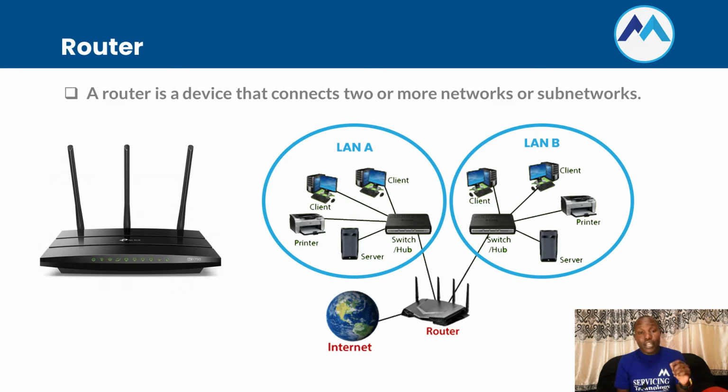In this diagram, we can see one router that connects two different LANs and it's able to relay data from one LAN network to another, the process that I call routing.